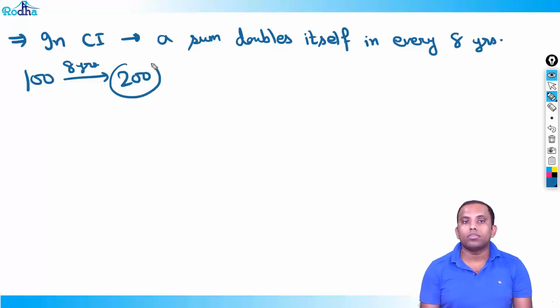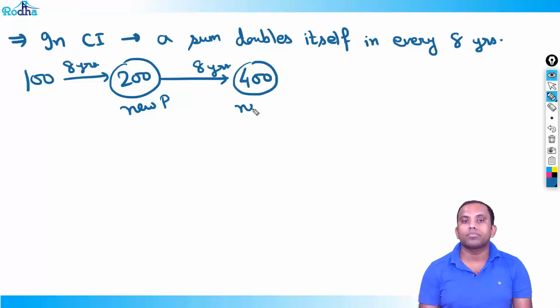Now this 200 is the new principal for me, right? Now it will get doubled. It will become 400 in the next 8 years. Now this 400 is the new principal for me. Then it becomes 800 in the next 8 years, right? This is a new principal. It goes on.